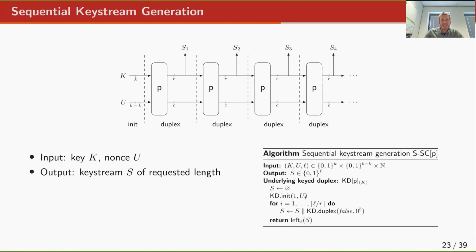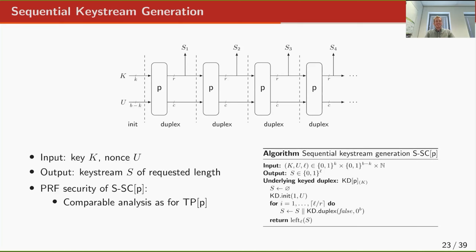So we initialize the state with 1, u. If you look at the algorithm, key duplex dot init 1, u. 1 means we take the first key because we look at a single user setting. u means the nonce u, which is always unique. Important, nonce is always unique, so the path is always different. The path towards every duplex is unique every time. Every duplexing call is just a duplex call with flag false. We never overwrite a state.